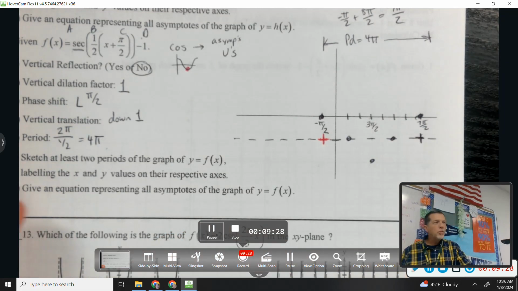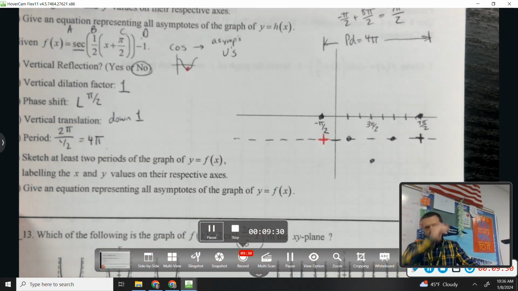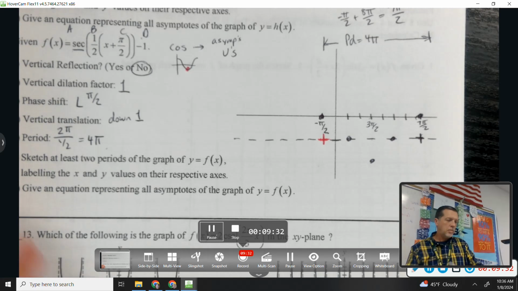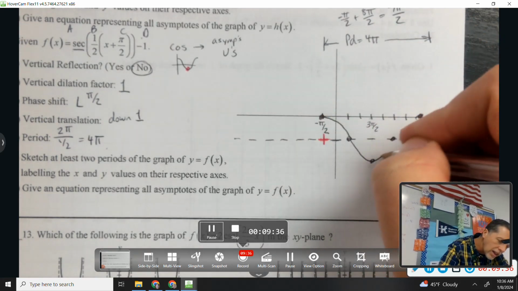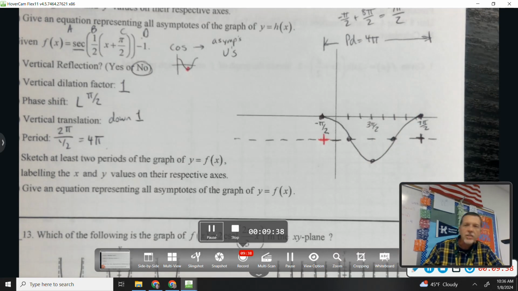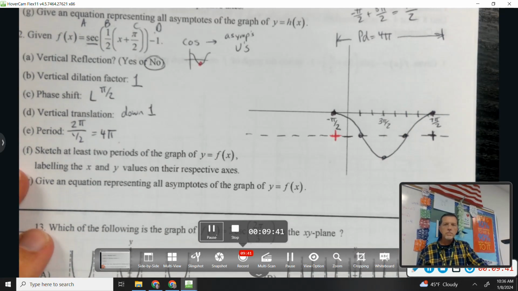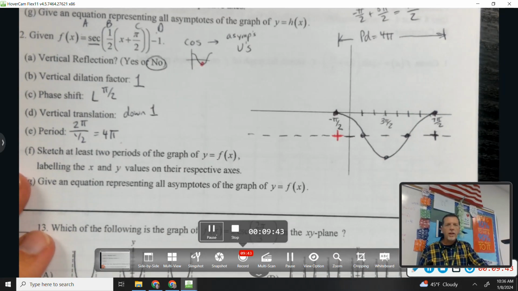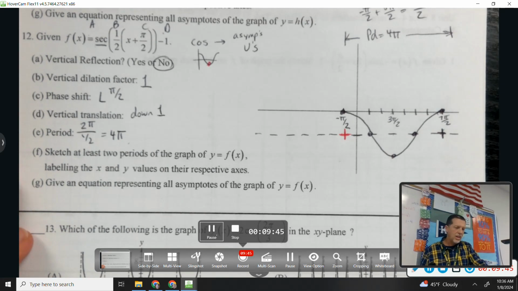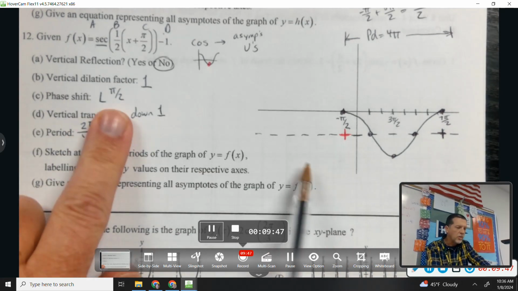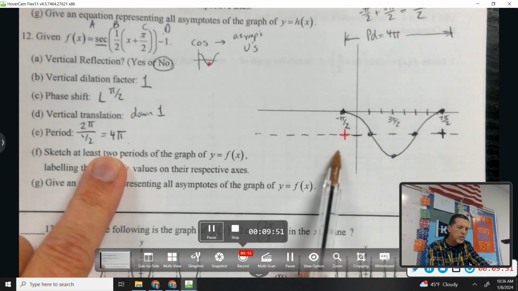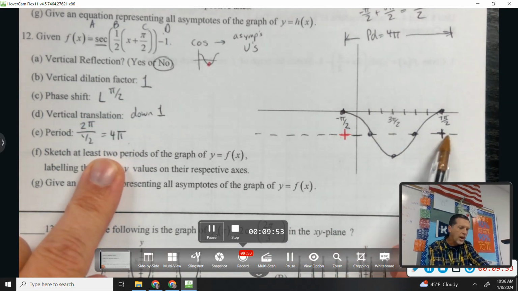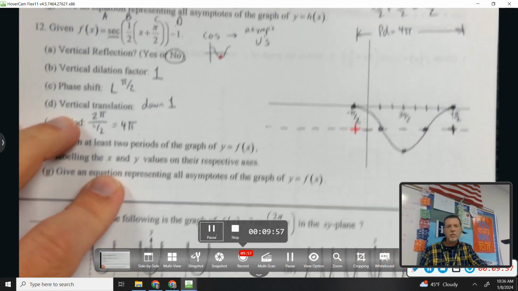And as always with cosine, it's tempting to just connect the dots. But instead we're thinking concave down, concave up, concave down. Okay, that's my graph of cosine. I'm going to check all my properties real quick. Vertical dilation of 1, left pi over 2, that's a period of 4 pi, and it's down 1. So I feel good about my picture there.